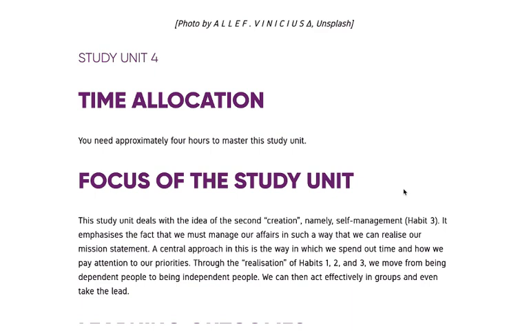Through the realization of habits 1, 2, and 3, we move from being dependent people to being independent, so we can work on our own. We've had all these private victories in becoming proactive and beginning with the end in mind and putting first things first, that we can now be independent and we don't need to depend on others to actually succeed. We can act effectively in groups and even take the lead.